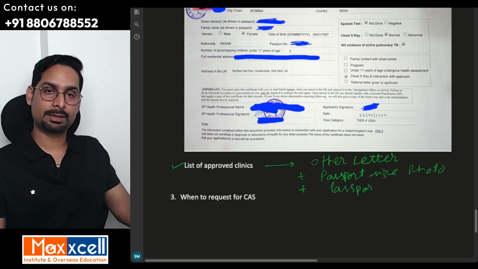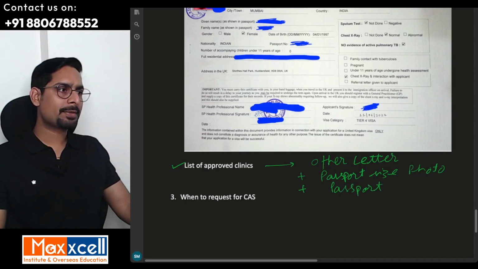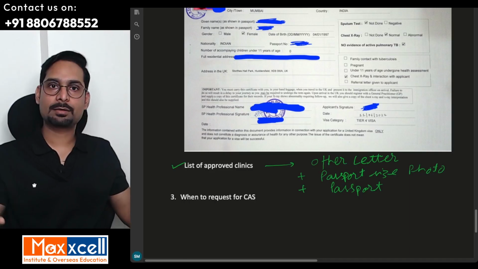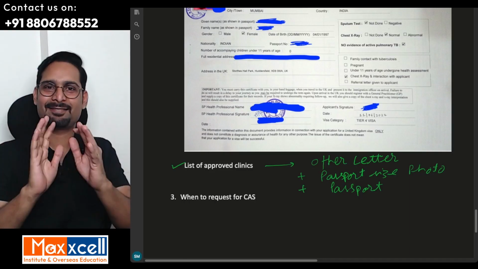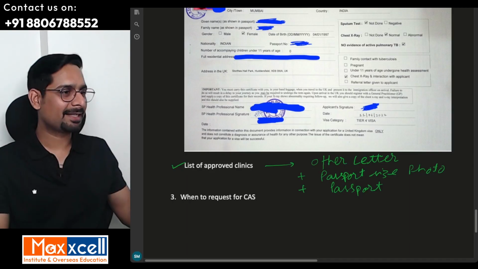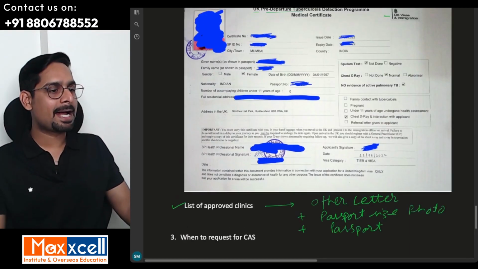Carry your original passport. If you want, you can take a Xerox also, but carry the original passport. They are not going to take your passport. They will check your passport and then they will do the TB test.